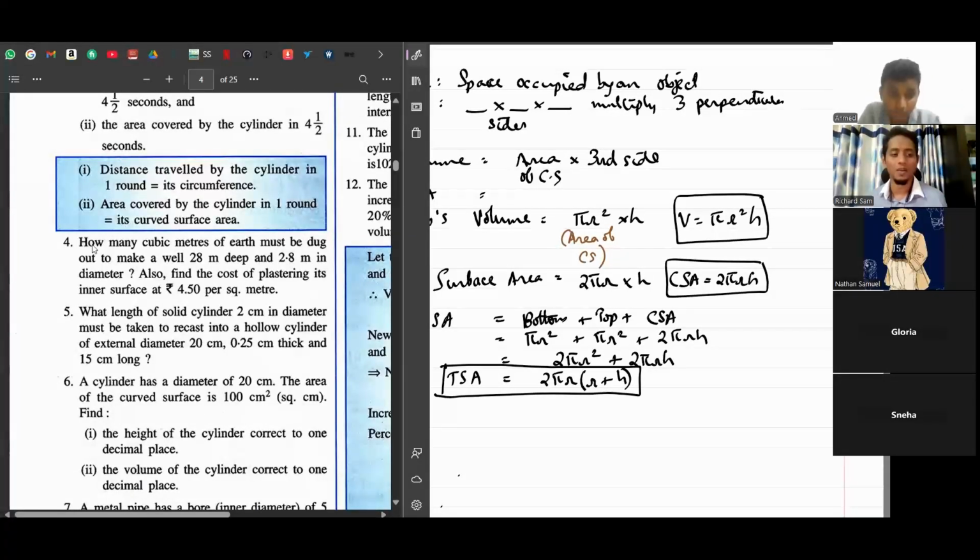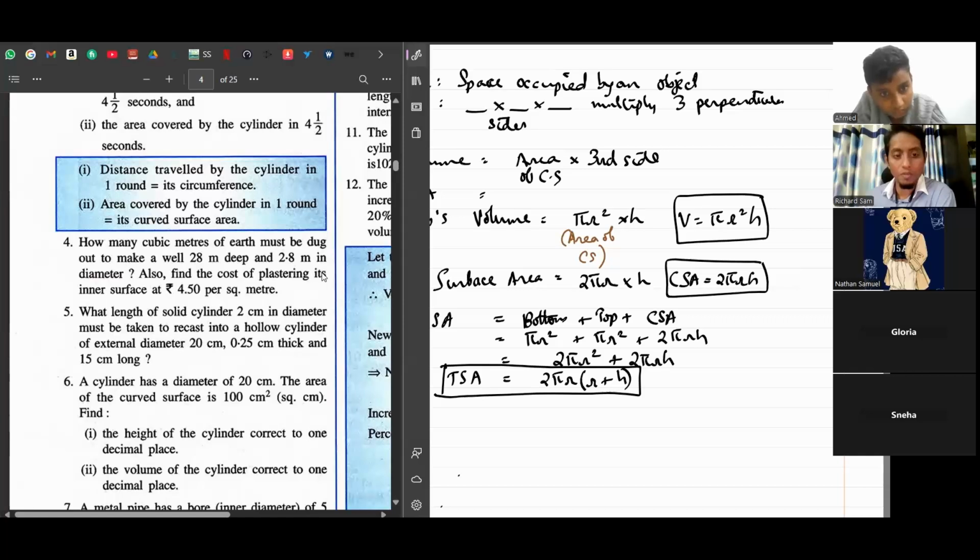Okay. How many cubic meters of earth must be dug out to make a well 28-meter deep and 2.8-meter diameter? So that is volume only, right? They have given the height, that is 28-meter deep. They've given the diameter, 2.8 meters diameter. So radius will be half of that.